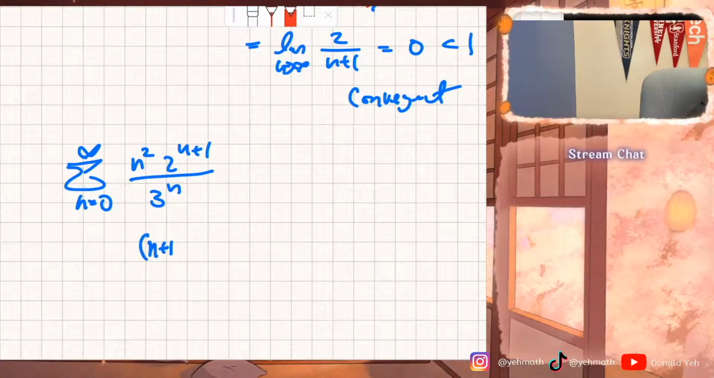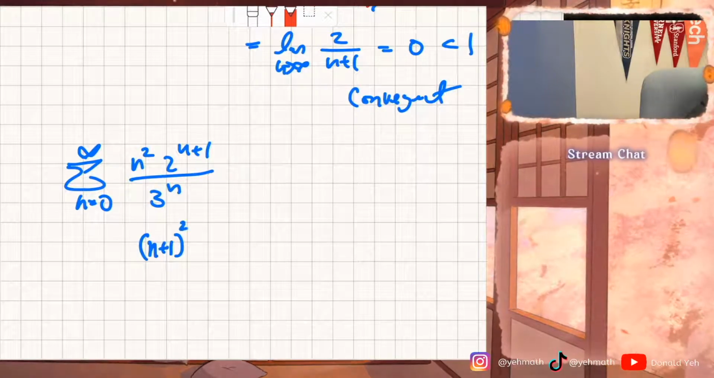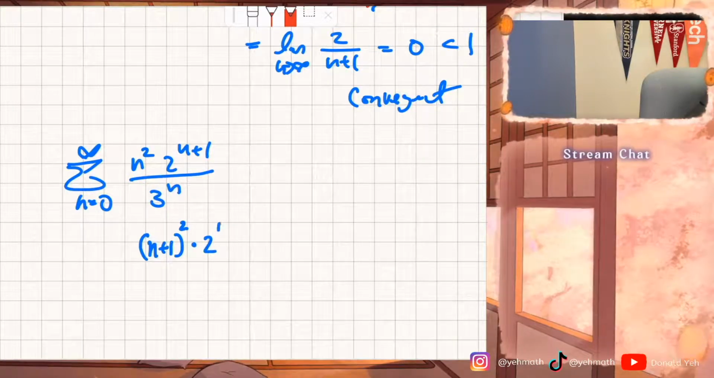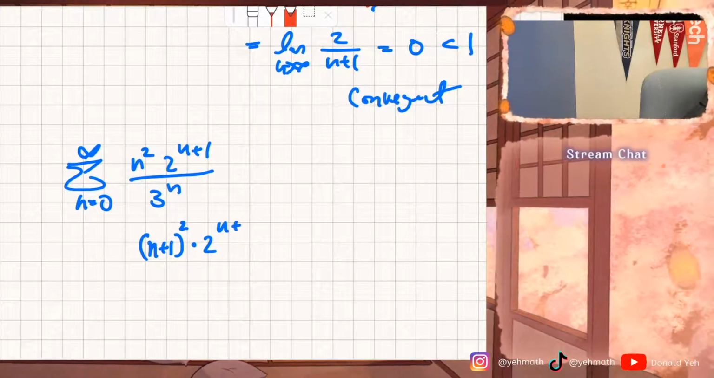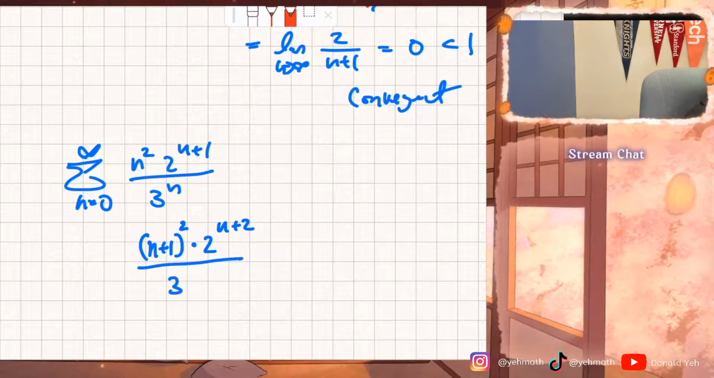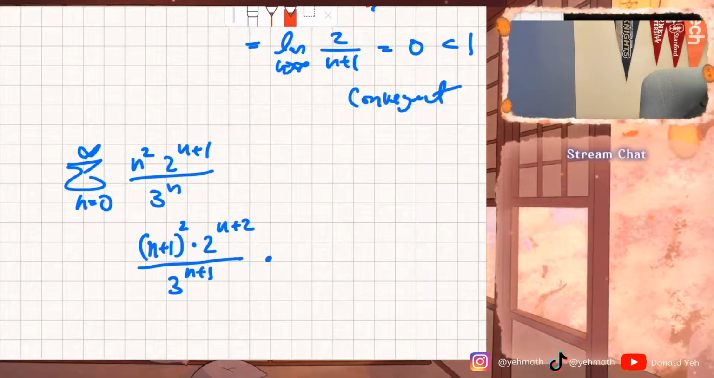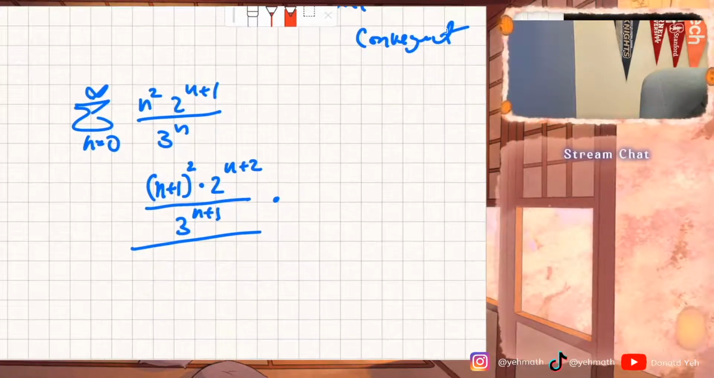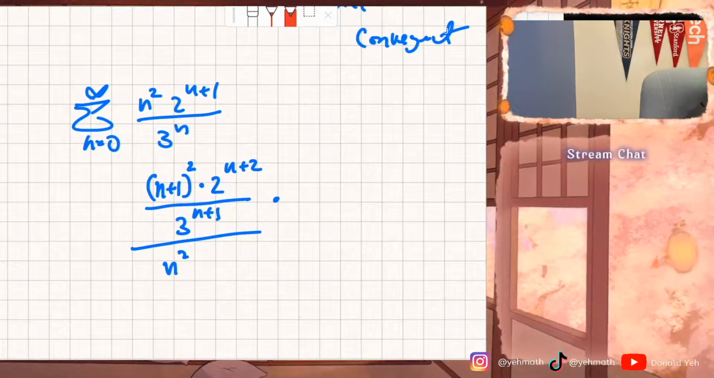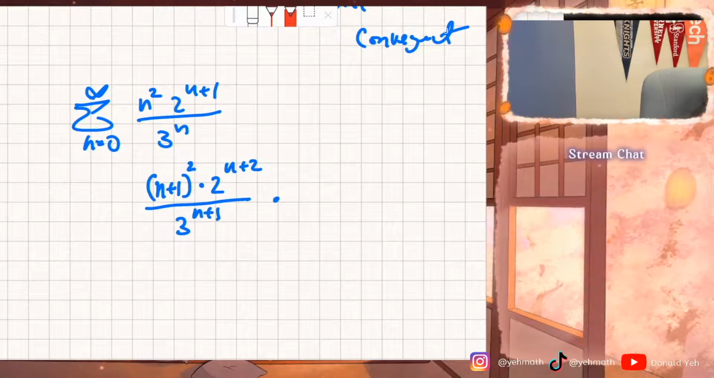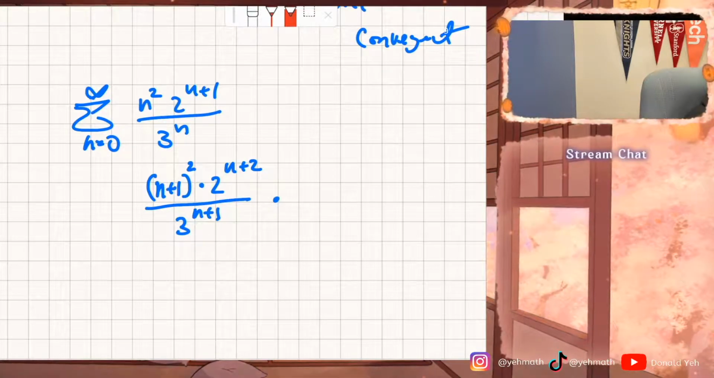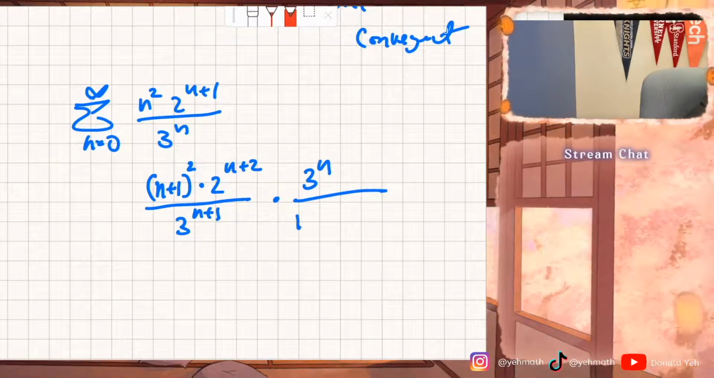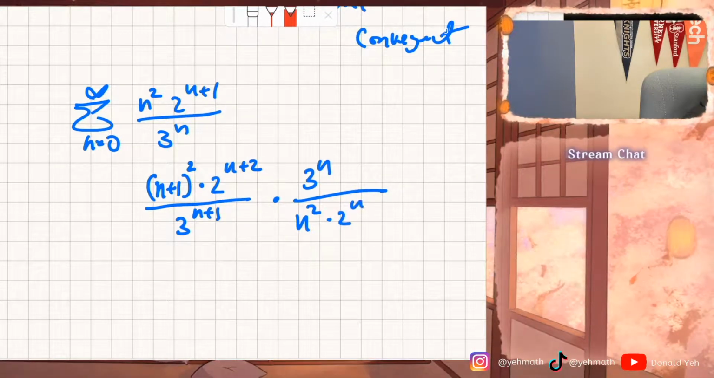n plus 1 squared, right? Times 2 to the n plus 1, so it'll be n plus 2, over 3 to the n plus 1 times what? Well, keep, change, flip. So n squared. I'm just going to move it to the other side, so that makes it faster. I'm lazy. So it's going to be 3 to the n over n squared times 2 to the n plus 1.